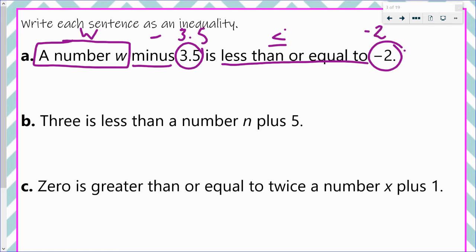Well, would you look at that? I pretty much just wrote the inequality up above the sentence. So I'm just going to write it again. W minus 3.5 is less than or equal to -2. And there we go.